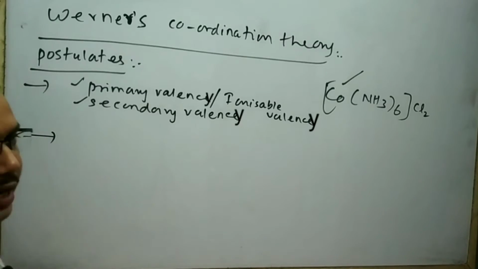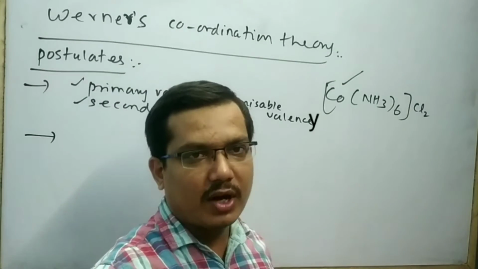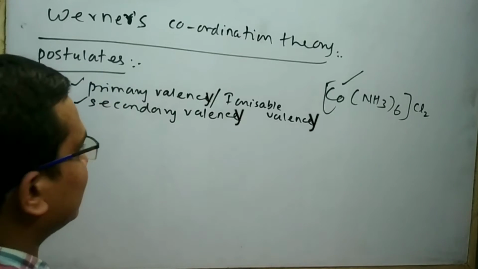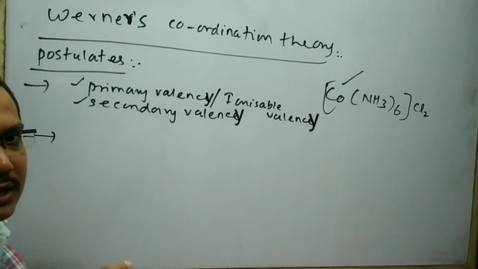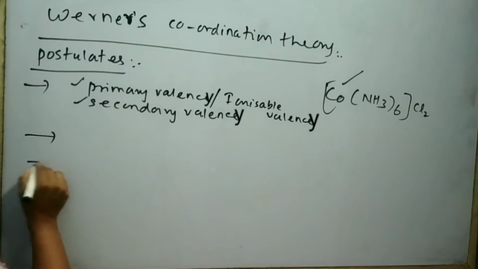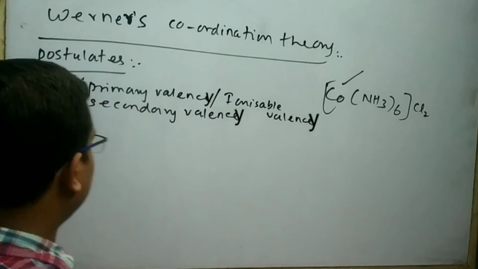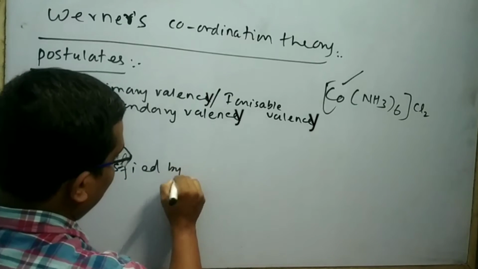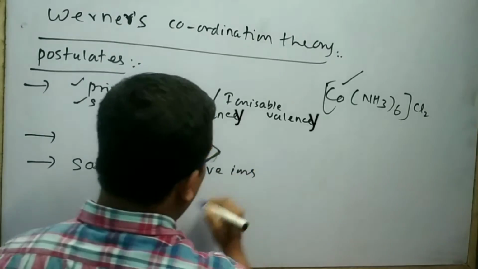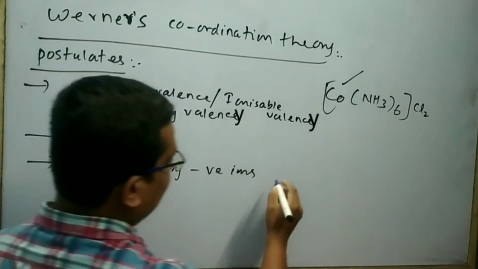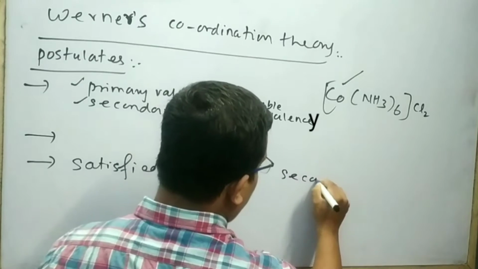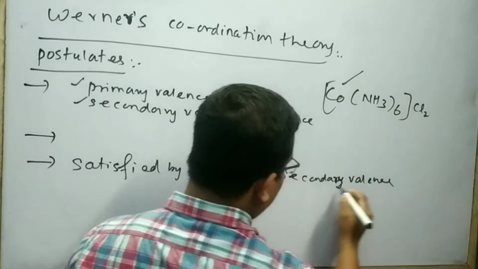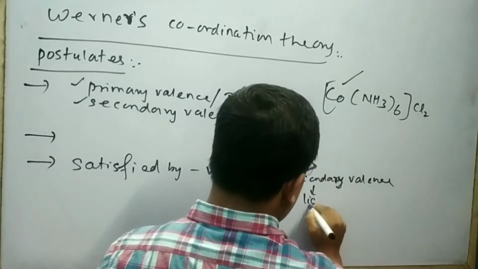The second point is that the secondary valency of every central metal atom or ion in a coordination compound is fixed. The third point is that primary valency is satisfied by negative ions, while secondary valency is satisfied by ligands.